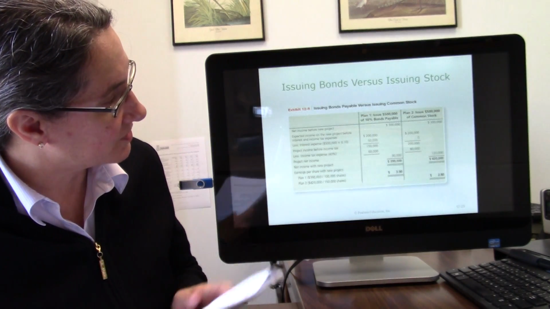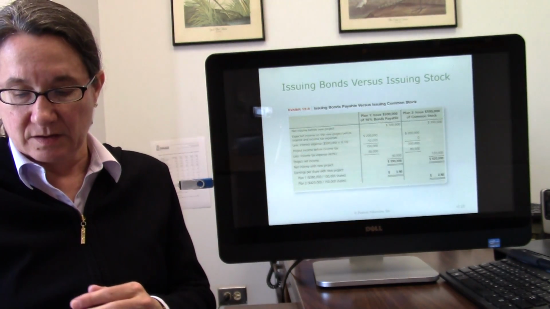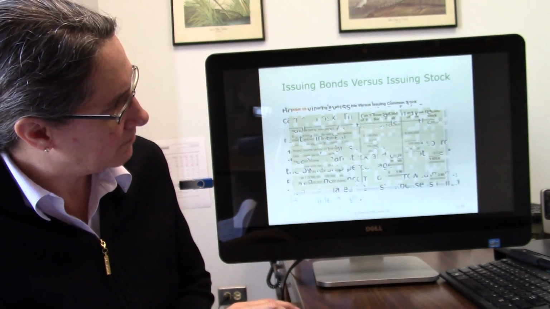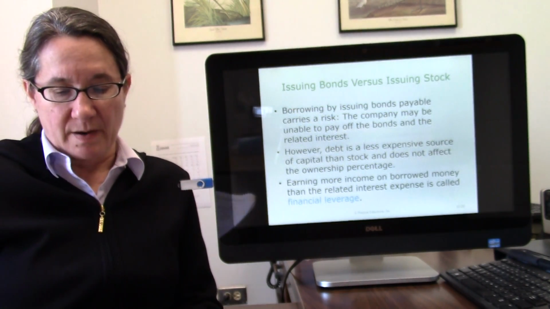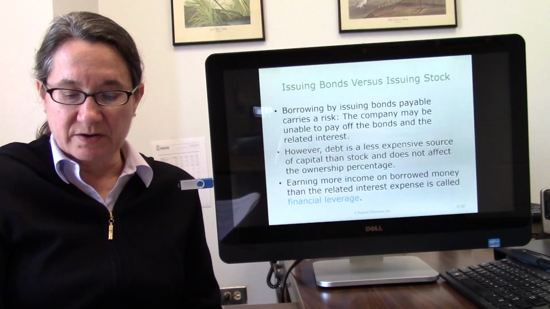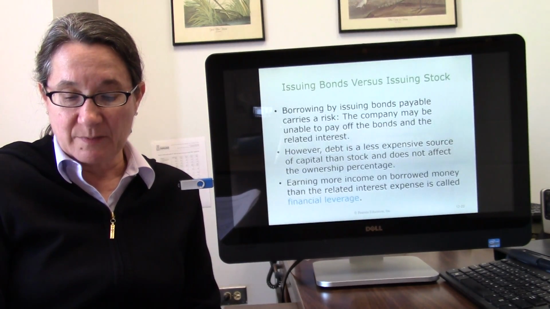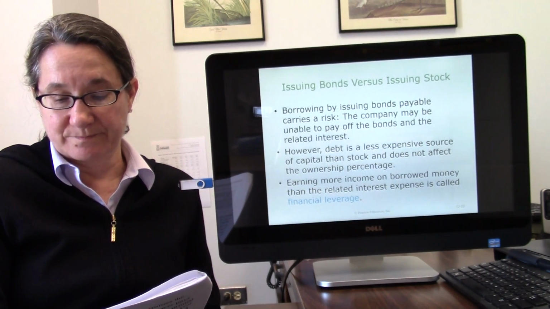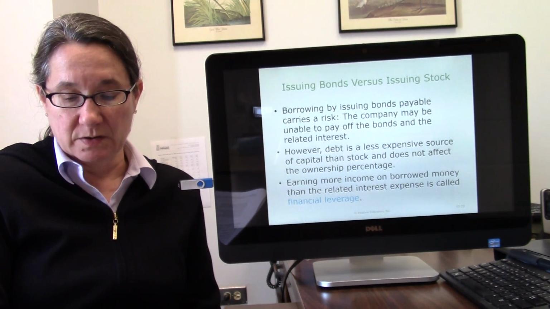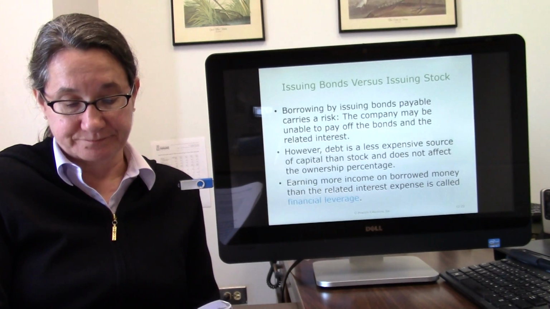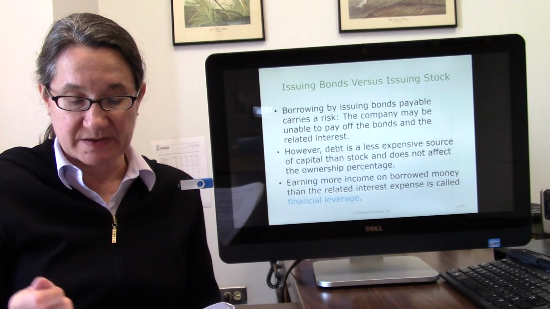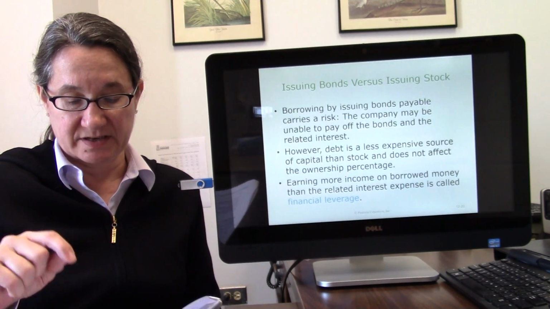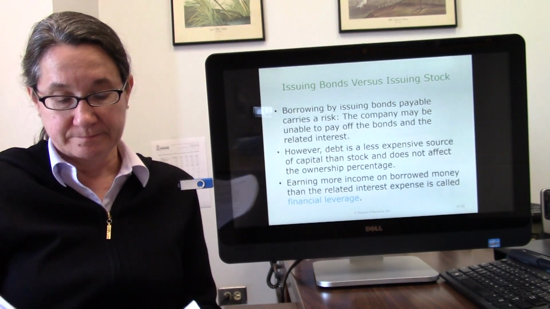Issuing bonds versus issuing stock. Borrowing by issuing bonds payable carries a risk, right? The company may be unable to pay off the bonds and the related interest. Why do companies borrow instead of issuing stock? Debt is a less expensive source of capital than stock, and bonds do not affect the percentage of ownership of the company.